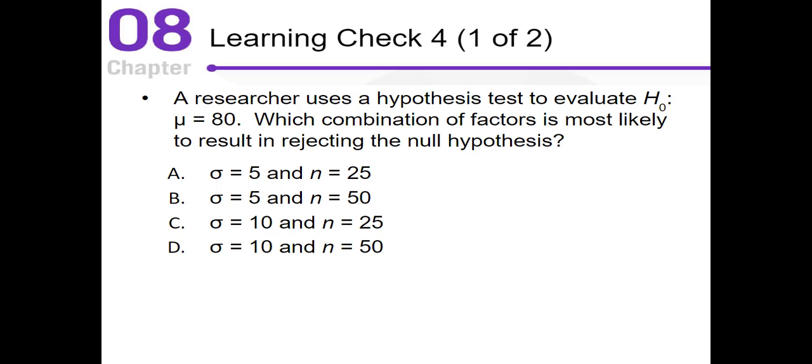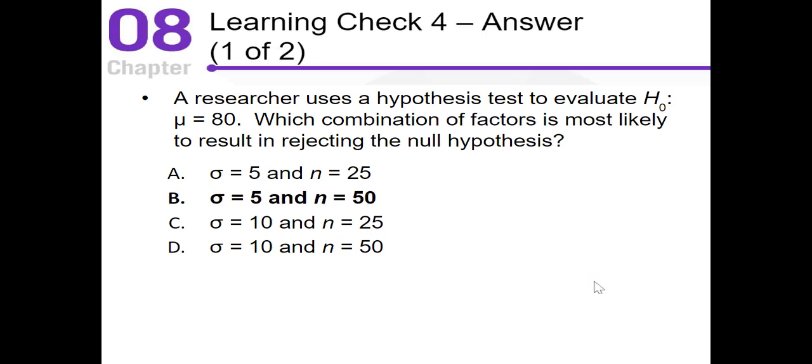So here's another learning check. A researcher uses a hypothesis test to evaluate a treatment, and which combination of factors is most likely to result in rejecting the null hypothesis? So in this case, I hope you thought of the answer as being B.